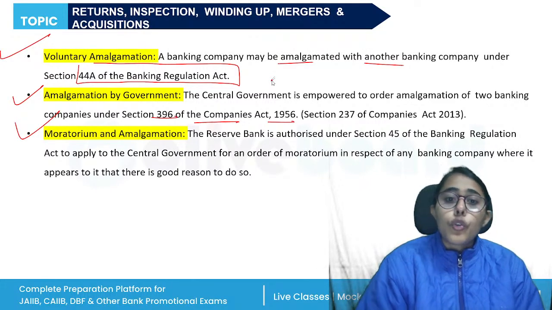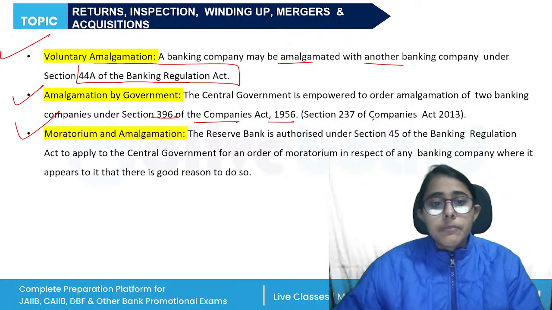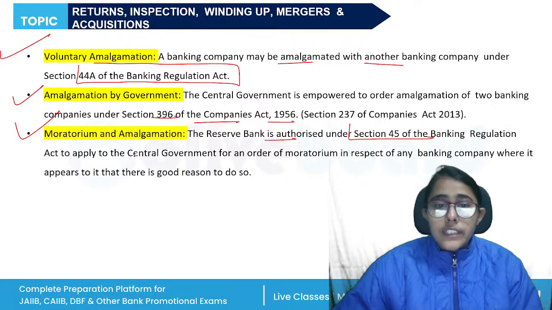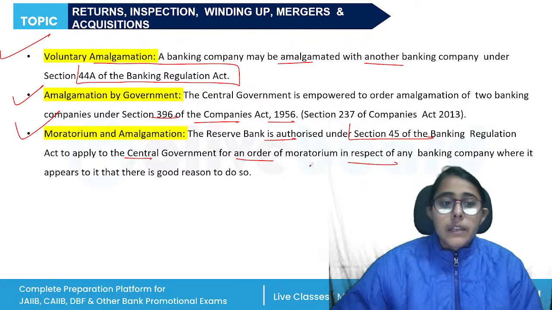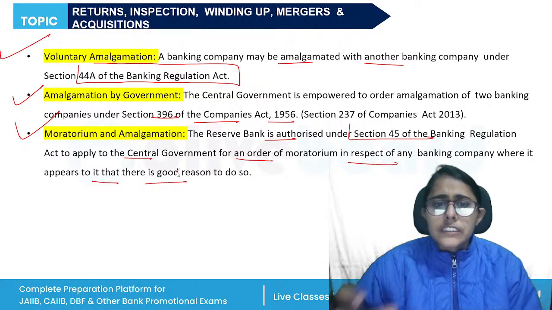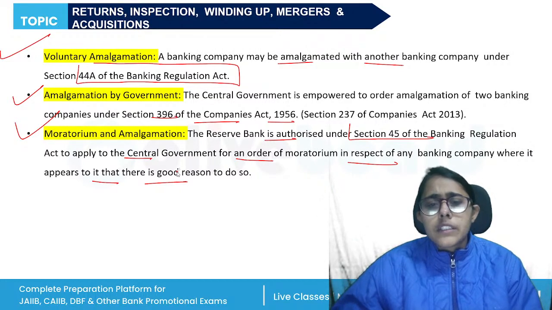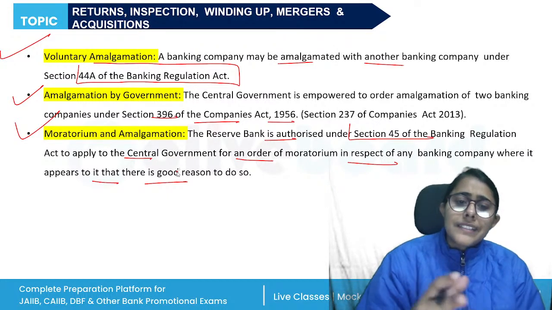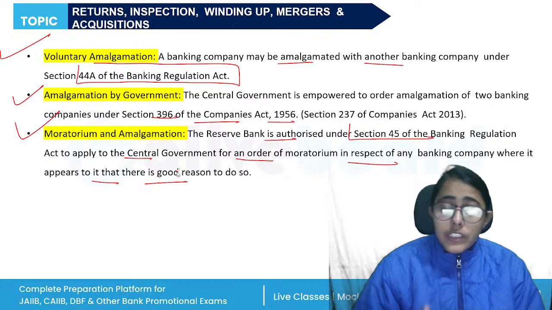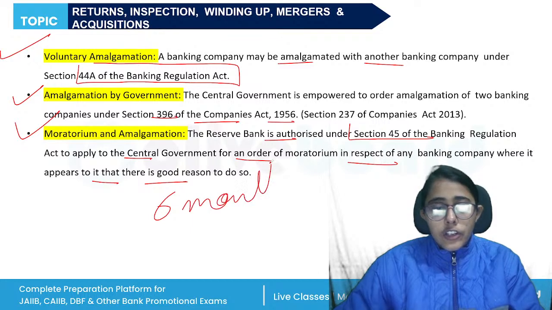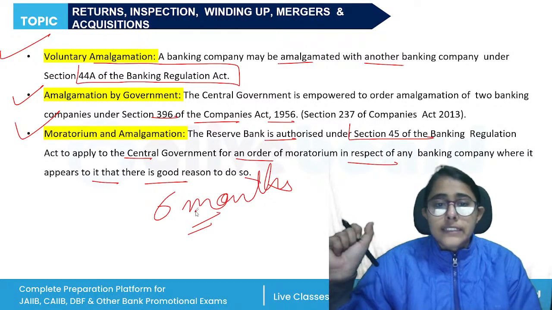If we talk about the moratorium and amalgamation, the Reserve Bank is authorized under Section 45 of the Banking Regulation Act to apply to the central government for an order of moratorium in respect of any banking company where it appears to it that there is good reason to do so. This may be on the terms and conditions that the government thinks fit to impose. This period of moratorium is extendable from time to time. However, this total period shall not exceed 6 months. All right, this total period shall not exceed 6 months.